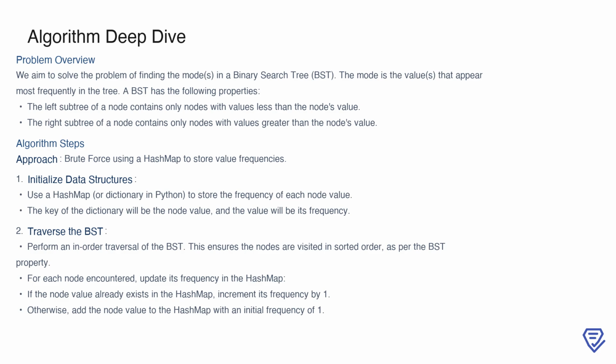To solve this, we'll start with a brute force approach that uses a hashmap to store the frequency of each node value. First, we initialize our data structures, specifically a hashmap where the keys are the node values and the values represent their frequencies. Then, we traverse the BST using an in-order traversal, which visits nodes in sorted order. As we visit each node, we update the hashmap. If the value already exists, we increment its frequency, and if it's new, we add it to the hashmap with a frequency of 1. This sets the foundation for identifying the mode.